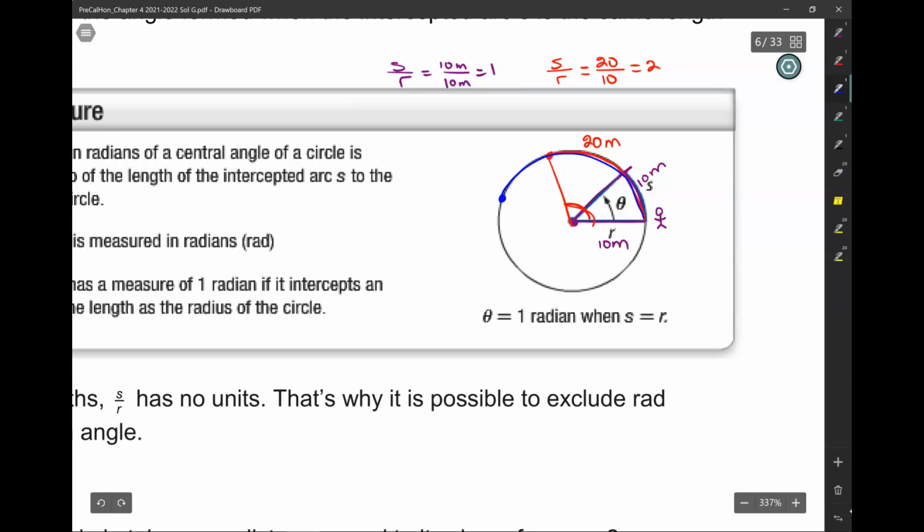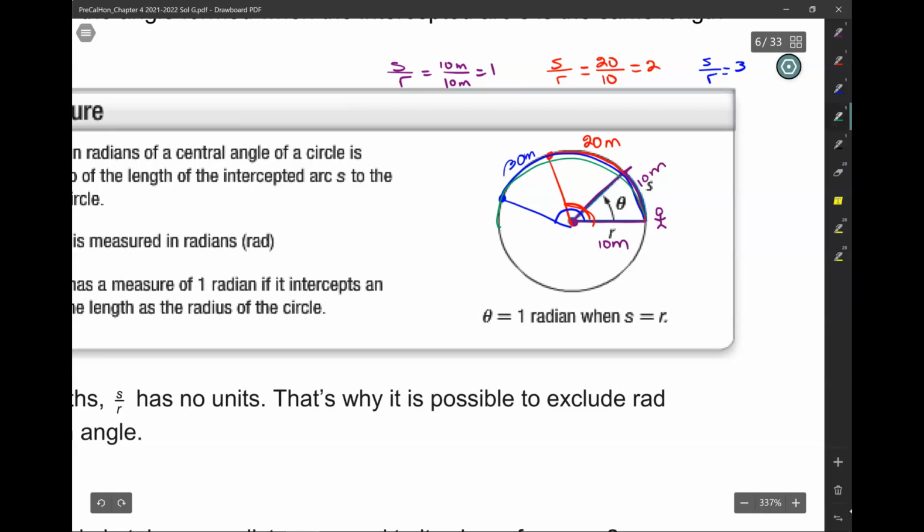Okay, now, suppose you walk a little bit more. Here. Okay? So now you've walked a total of 30 meters, and that's your angle now. So what's your ratio, S to R? 3. So how many radian is that angle? 3 radian. So you see how big 3 radian is, right?